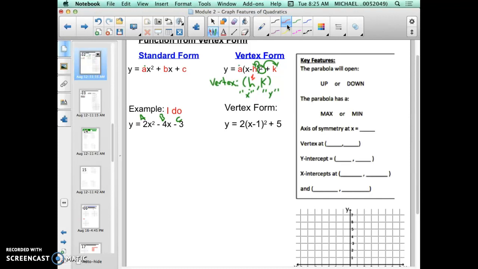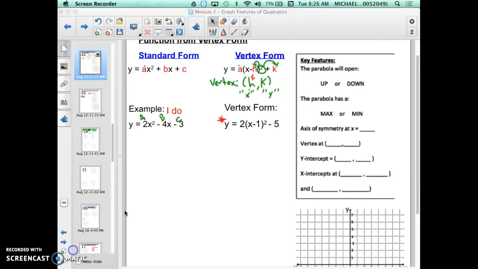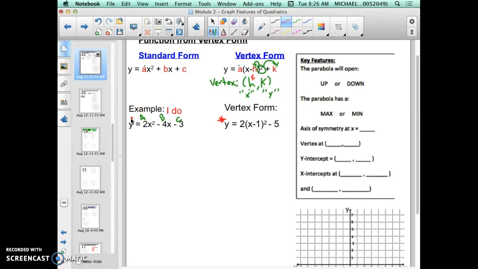Let's look at an example then. All right? So ideally, at the end of this video, during your practice, you're going to be given vertex form of a function. In this case, y equals 2 times x minus 1 squared plus 5. I lied, it's not a plus 5, it's a minus 5. Y equals 2 times x minus 1 squared minus 5 is vertex form. This is the same function as standard form 2x squared minus 4x minus 3. I just brought it from standard form into vertex form.